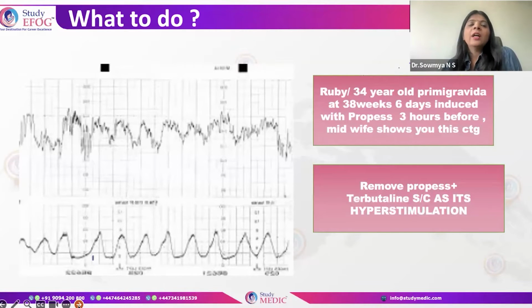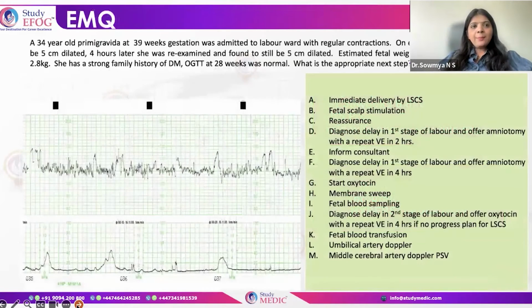So what do I do? I remove the Propess as well as give terbutaline. Remember, if it is only hypertonus and tachysystole, you just remove the prostaglandin system. But here, because the baby is already getting compromised, you have to give a tocolytic to relax the uterus. Okay, perfect. Hope this is helping.